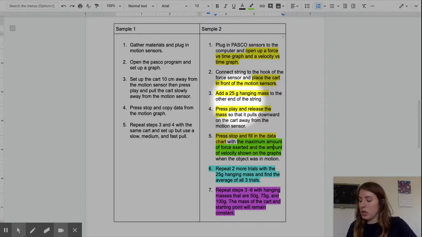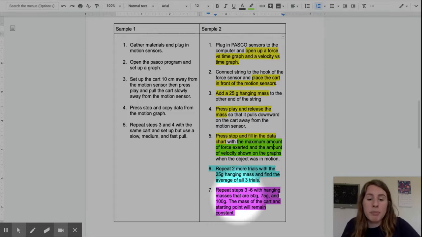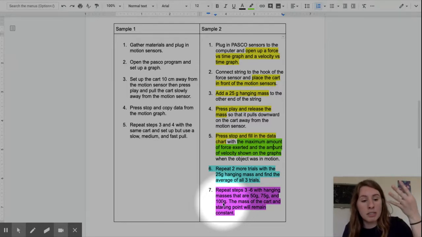Next, I want us to look at the pink. So this step specifically includes multiple variations of the independent variable while also addressing the dependent and controlled variable. So repeat steps 3 to 6 with hanging masses that are 50 grams, 75 grams, 100 grams. So these are 4 different masses that we'll be using.